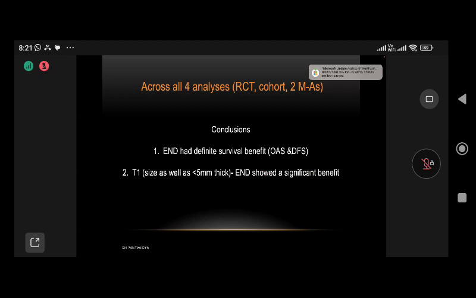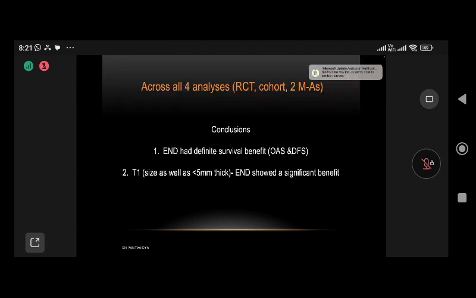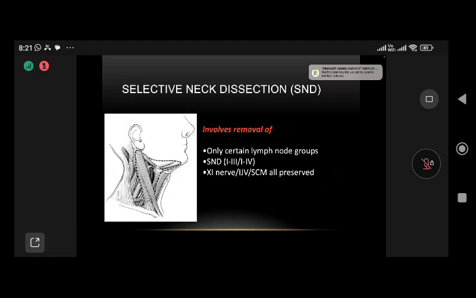And it doesn't matter how small your tumor is, even for a T1 tumor, size as well as less than 5 millimeters in thickness, elective neck dissection still showed a significant benefit. So for all patients as of today, even if you have a very small T1, T2 tumor, the recommended thing is to do an elective neck dissection. Now, which elective neck dissection will you perform when you have a node negative, that's an N0 patient? So as I told you, we are talking about early cancers. These are node negative patients.